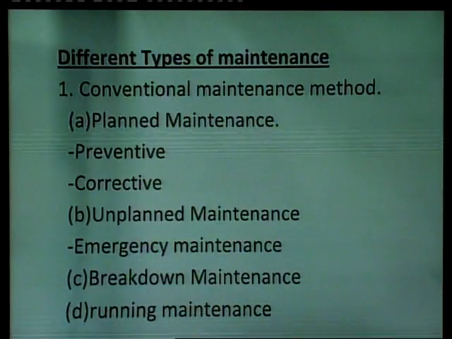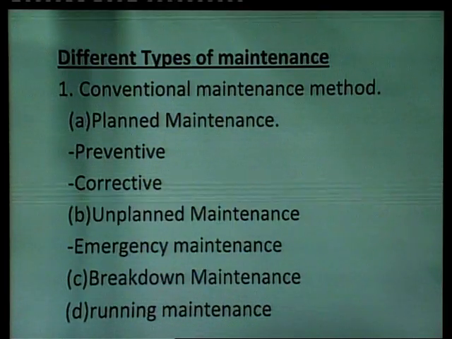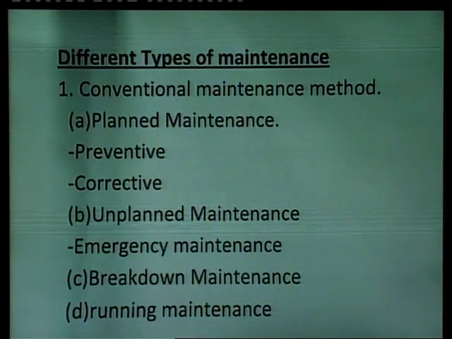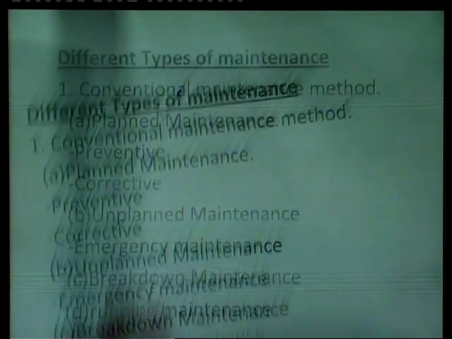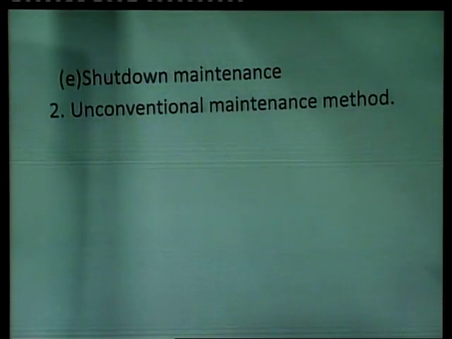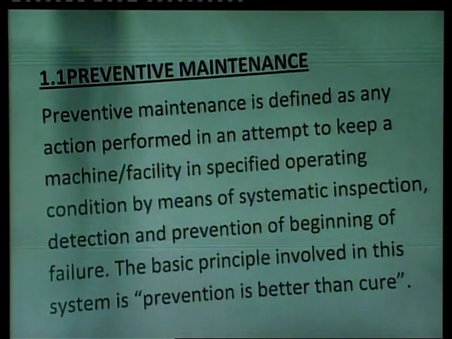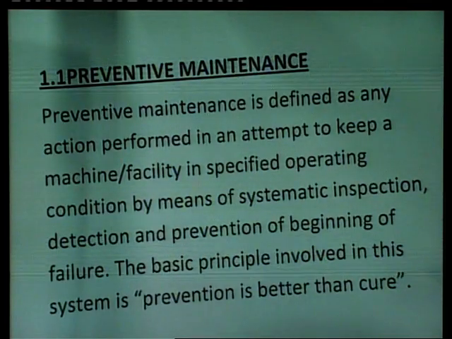Second part is unplanned maintenance. These are of emergency maintenance, breakdown maintenance, running maintenance, and next one is shutdown maintenance, and unconventional maintenance method. So first one is preventive maintenance.